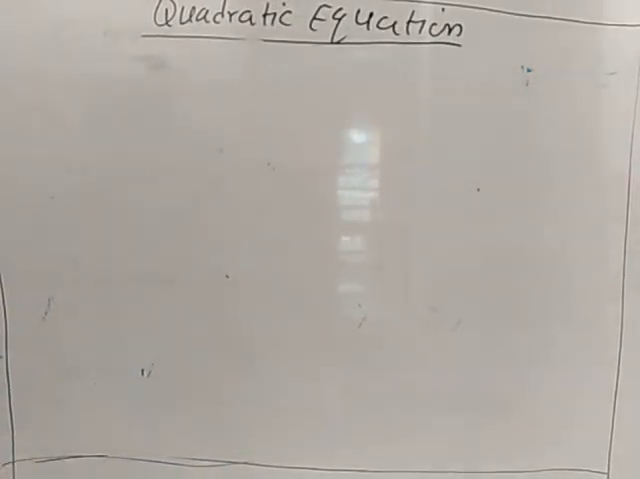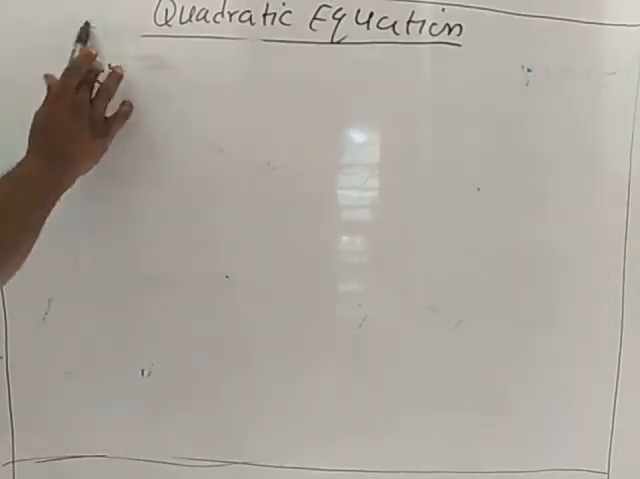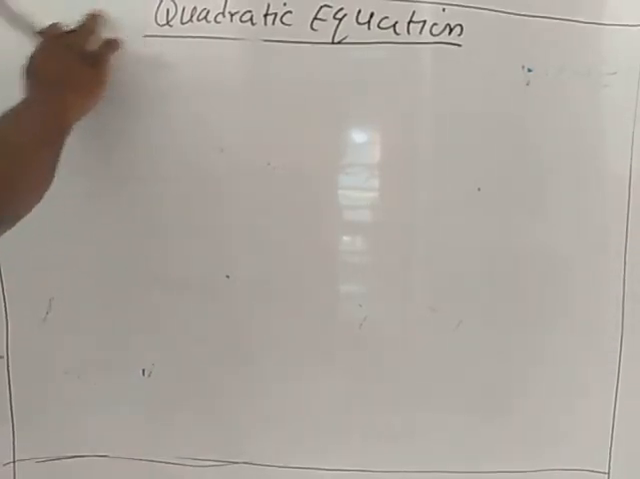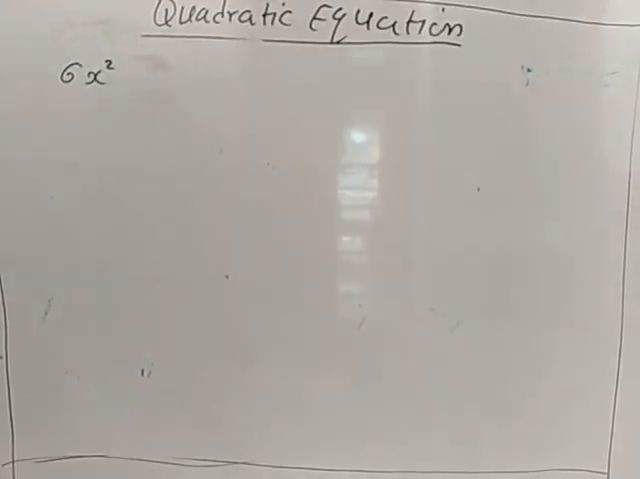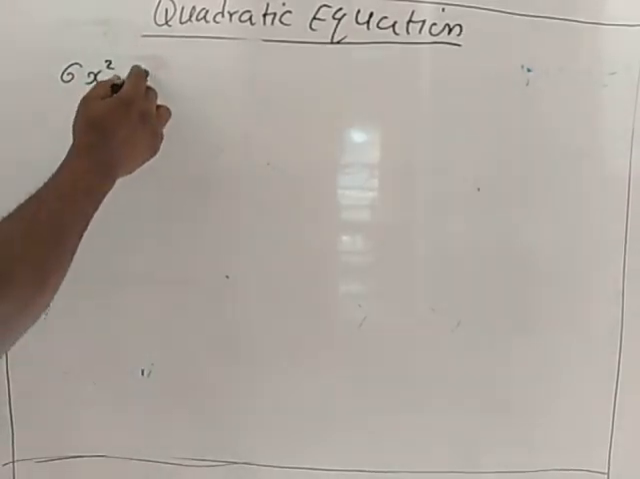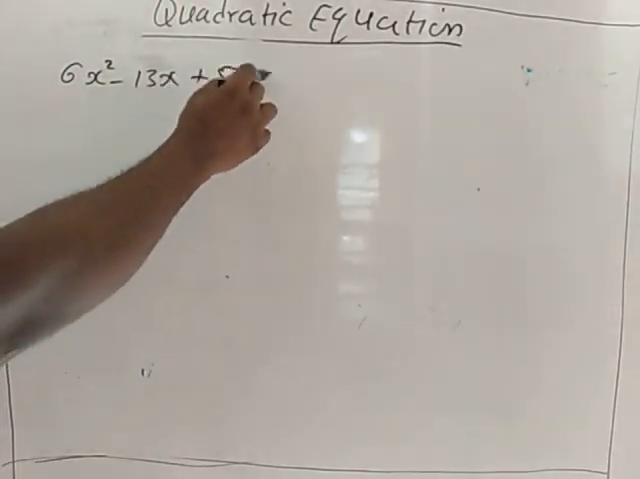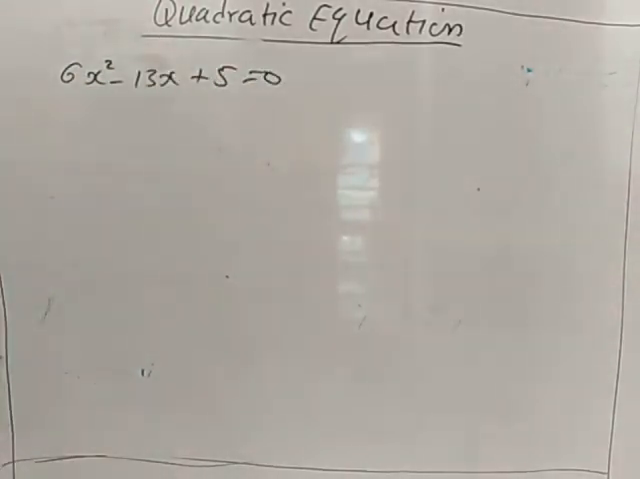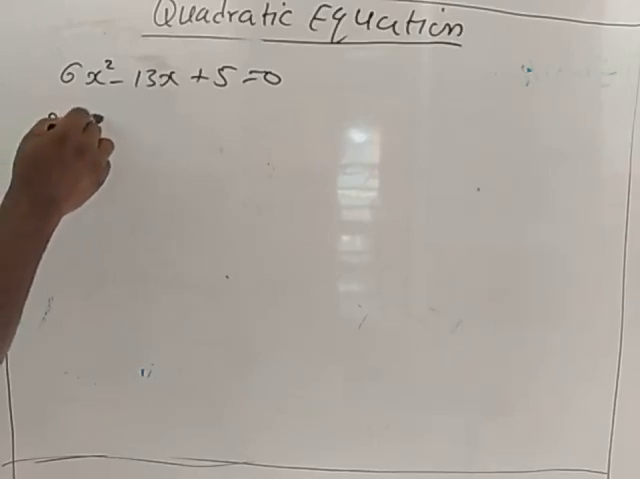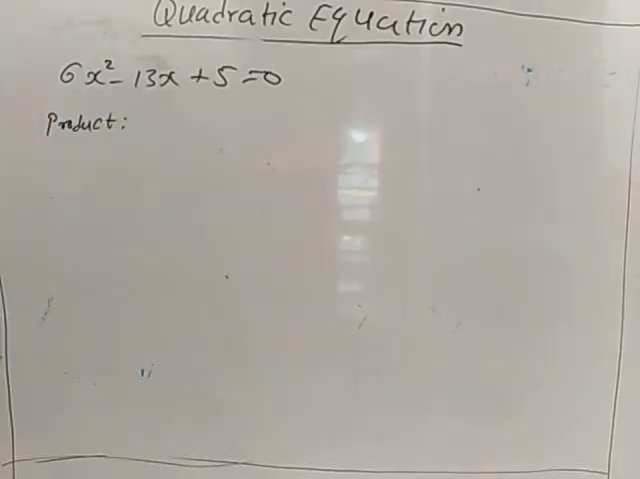Now, for example, if you are given 6x squared minus 13x plus 5 equal to 0. Now, to solve this type of equation, the first thing you do is to find your product. Now, this is your product. Then, how do we get our product?